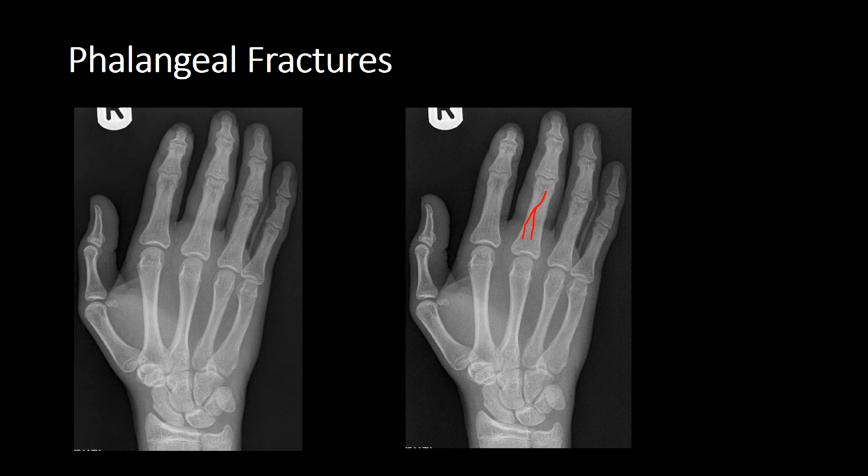It's possible to get undisplaced fractures of the phalanges. So when you look, you need to actually look at the bony architecture within the bones, as well as just looking at the cortex to see if the cortex is broken. And we can see this very lucent line through here.